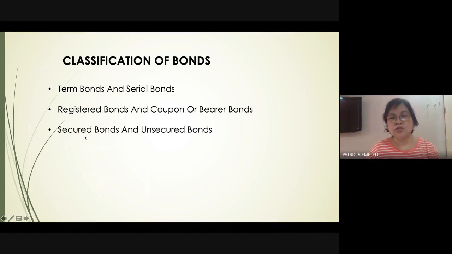If the security used by the issuing corporation is in the form of financial assets, say investments in other entities, then the bond is called a collateral trust bond. May I repeat? If the security used is real property, the bond is called a mortgage bond. If the security used is movable property, then the bond is called a chattel mortgage bond. And if the security used by the issuing corporation is in the form of financial assets, so financial instruments also, then they are called collateral trust bonds.